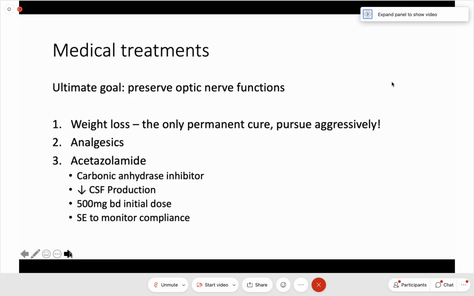So how do we treat these patients? First is of course medical treatment. The goal is to preserve optic nerve function. Weight loss is very important, and this can be the only permanent cure, and this should be pursued aggressively by both you and the patient. Right? So you need to encourage them: lose weight, go on a diet, start exercises at a level tolerable by them. And then you cannot just tell them to lose weight because losing weight isn't easy. So you have to give them ways.